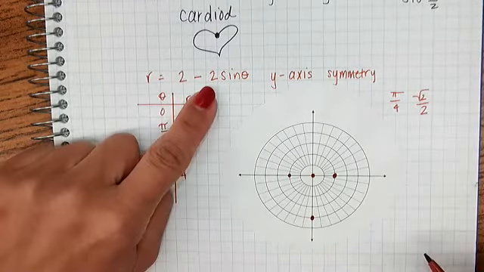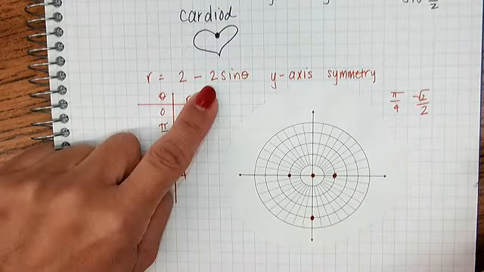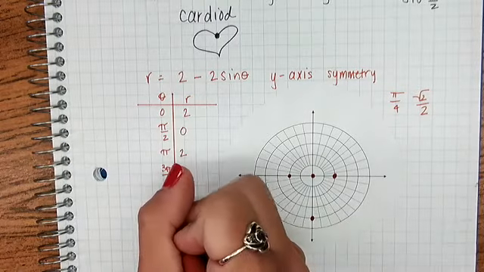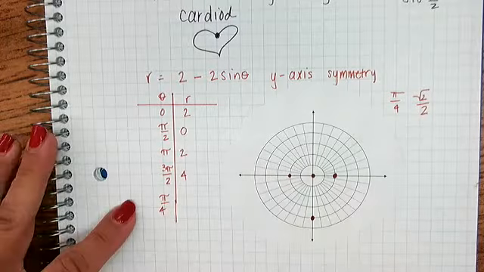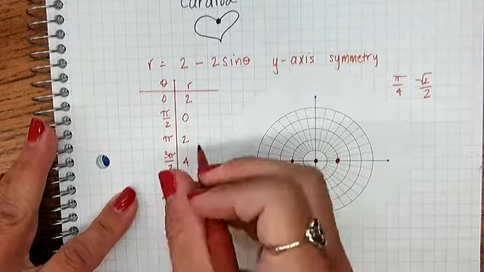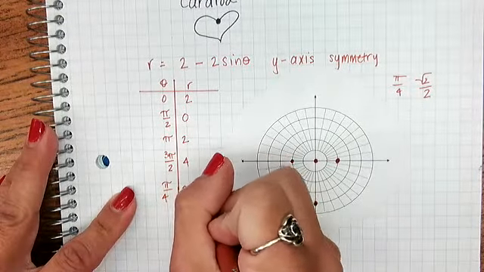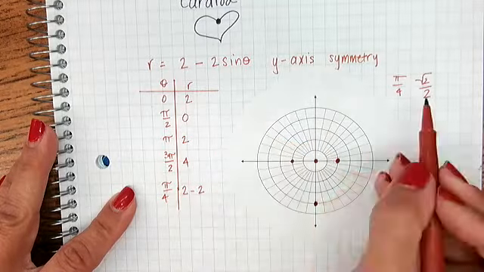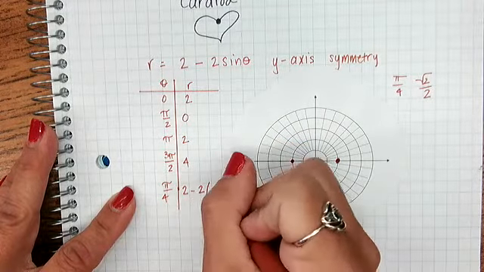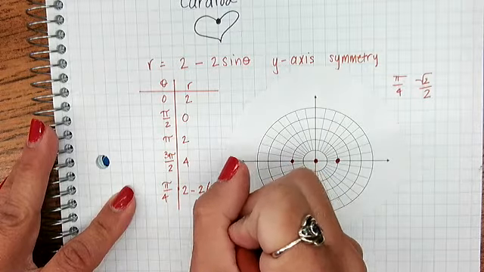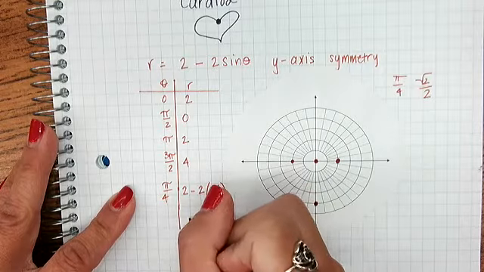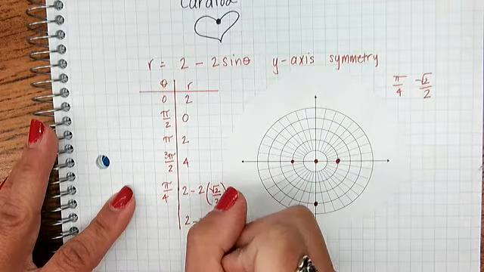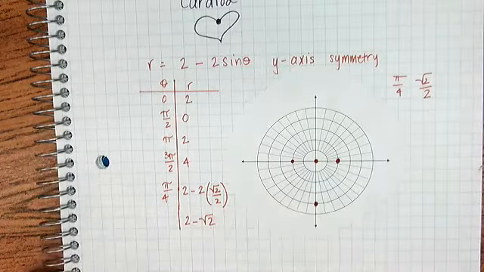Which is nice because then when you multiply it by 2, you can reduce out. So if you plug in pi over 4, we may have to use our calculator to approximate this. This is going to be 2 minus 2, 2 minus 2. The sine of pi over 4 is root 2 over 2, which then becomes 2 minus root 2.